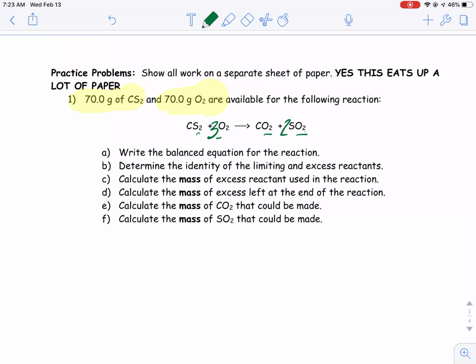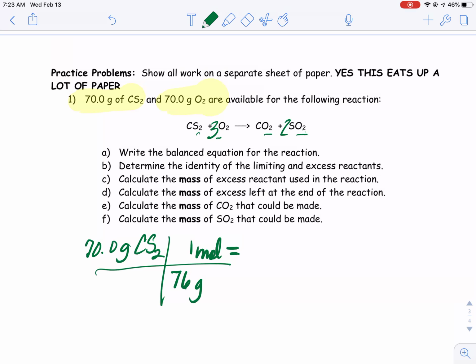Second, we figure out what's limiting. And we do that by calculating moles of each. 70 grams of carbon disulfide divided by the molar mass of carbon disulfide, which is 76 grams per mole. And that gives us 0.9211 moles.